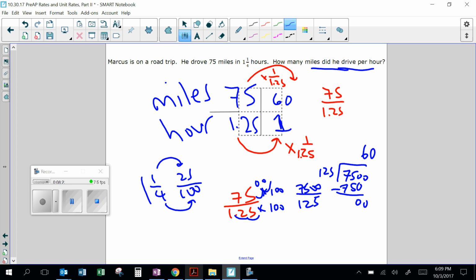Let's check if this works. In the first hour, 60 miles. In the second hour, it's 1/4 of it. What's 1/4 of 60? That would be 15. 60 plus 15 is 75.